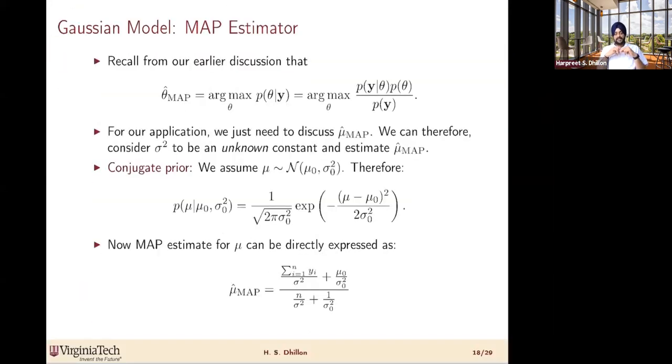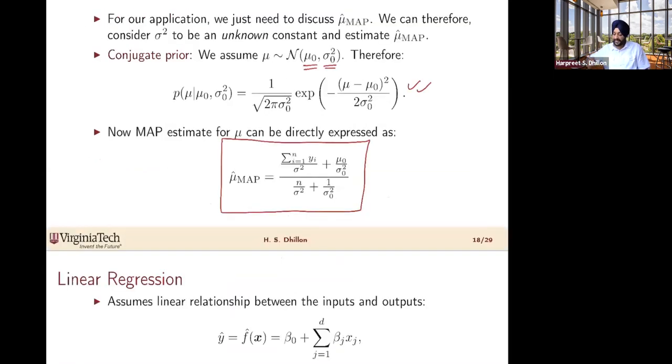So the conjugate prior in this case is just Gaussian. So you assume that mu is Gaussian distributed with some mean mu naught and variance sigma naught squared. So the PDF of mu under this assumed model is given here. And again, you can work out the math, and the MAP estimator that you'll get for this case is given here. As I said before, a good exercise for our younger colleagues to learn these basics.